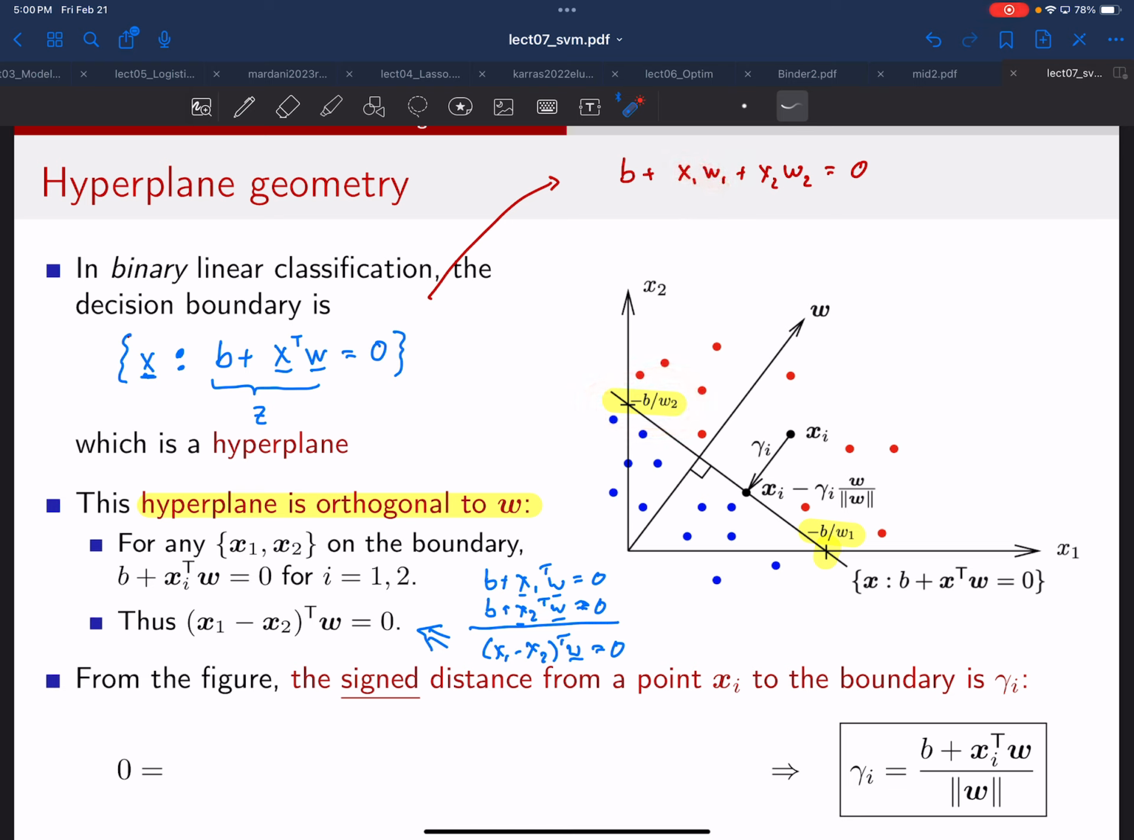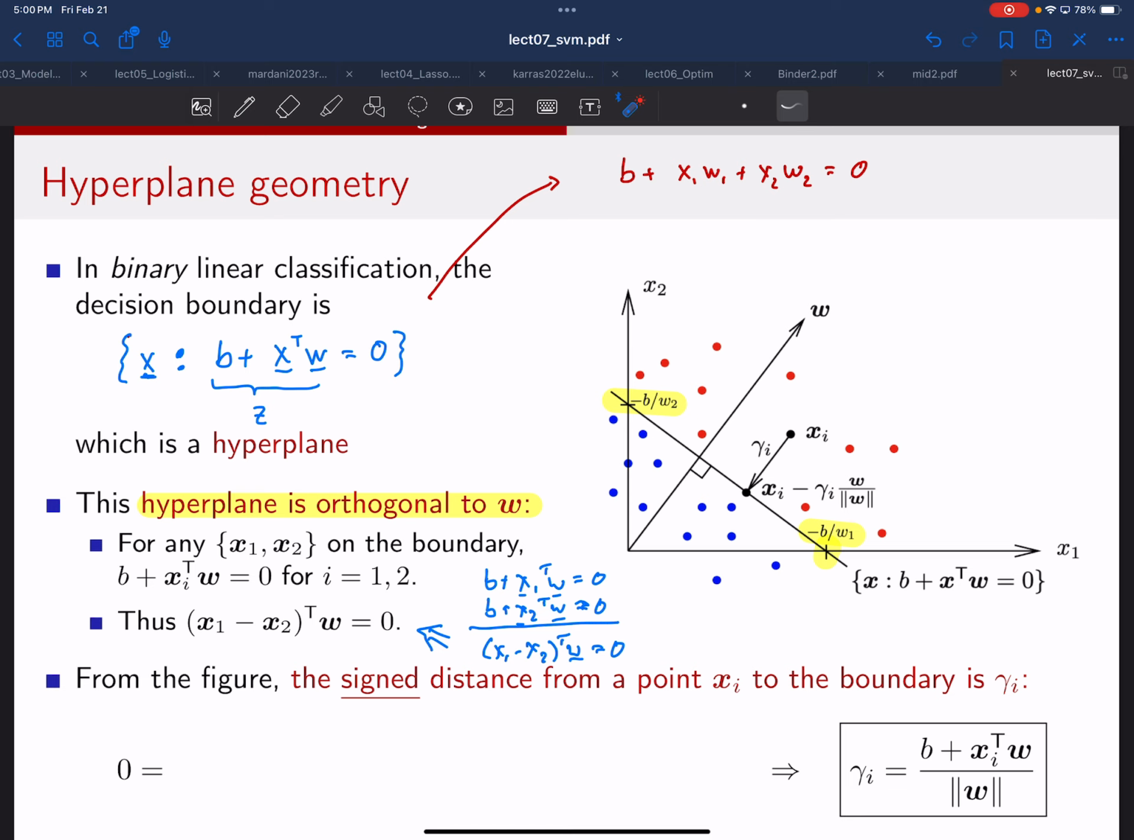Now, meanwhile, if I'm along this coordinate axis, that means x2 is 0. And so I take this term out, and now I say, what must x1 be? Well, x1 must be minus b over w1. Okay, so that's how we got this. So that's another kind of important realization.